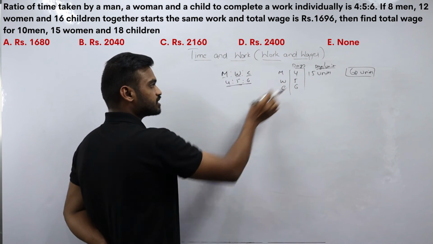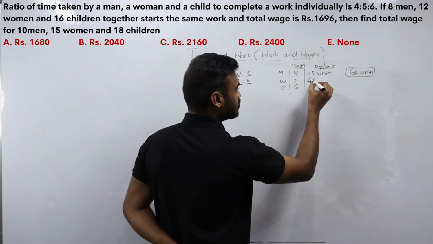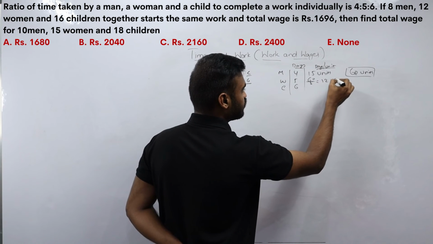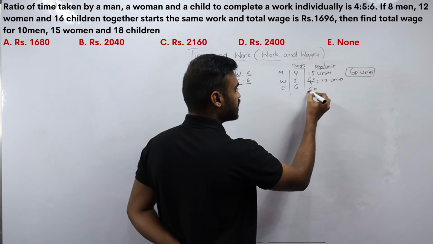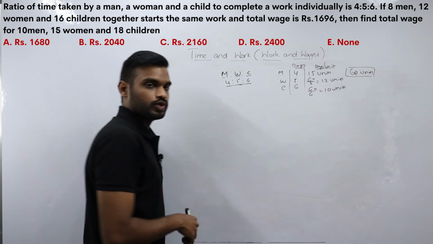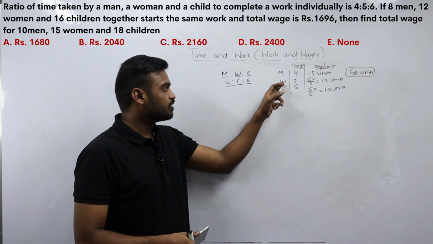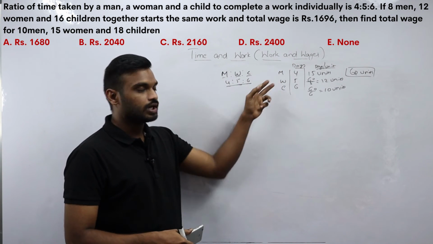Okay, now the woman is completing 60 units of work in 5 days. So 60 by 5, that is 12 units of work. And also the child is completing it in 6 days. So 60 by 6, that is 10 units of work. Now we have got the efficiency of man, woman and child, so we can simply know the wage for man, woman and children.